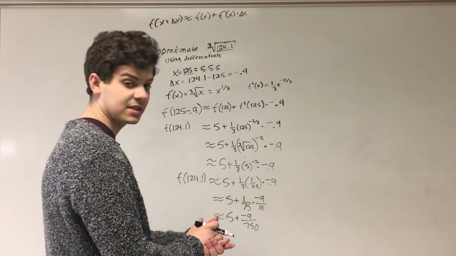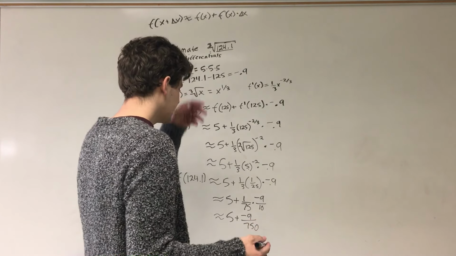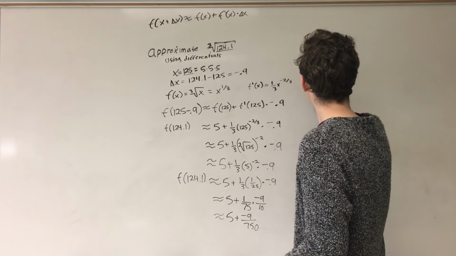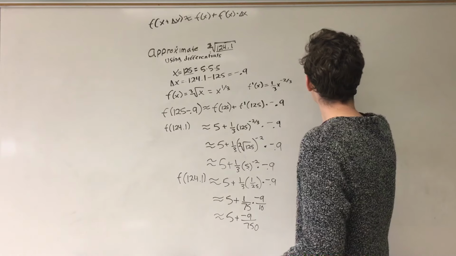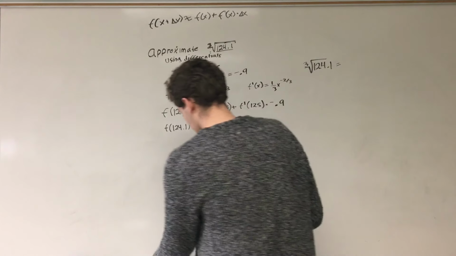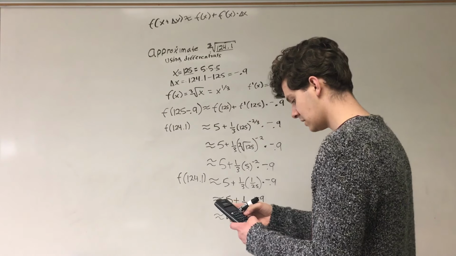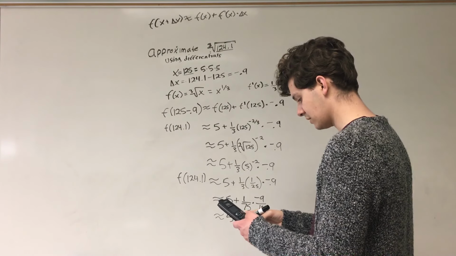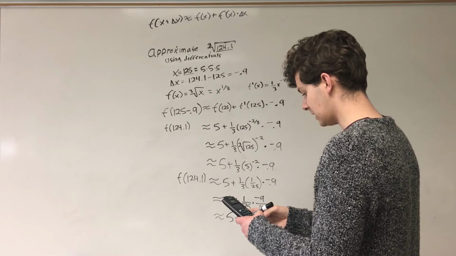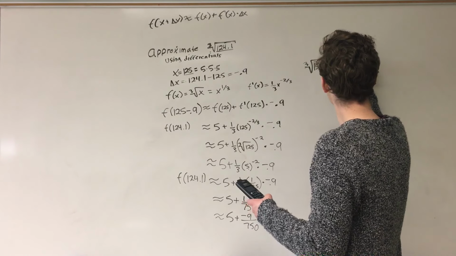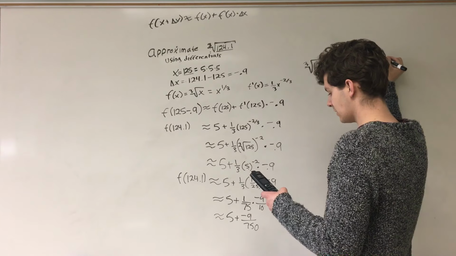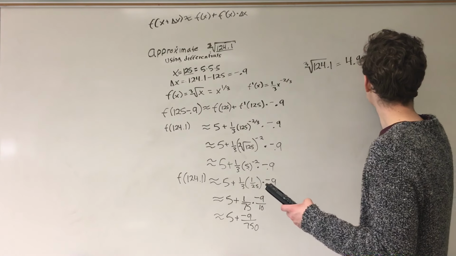And so let's double check and just make sure that it all works out. So actually the cube root of 124.1 is going to equal, let me get out my calculator here. So we have cubed root 124.1 is 4.987, I guess 988 continuing.